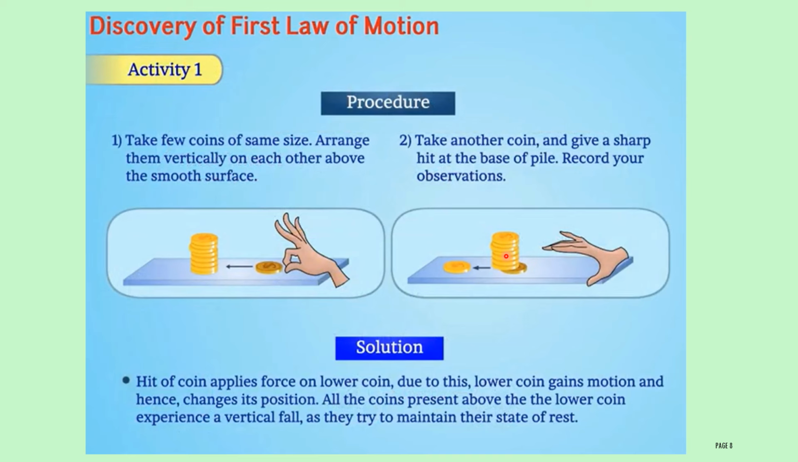They experience a vertical fall because they try to maintain their state of rest. The remaining coins are maintaining their state of rest, therefore they come down vertically and fall at the same position. But you are applying a force on the base coin, therefore only the base coin moves. From this experiment you can conclude that when an object is at rest and you do not apply any force on it, it will remain at rest. These coins stay at rest; only the lower coin, on which the force is applied, moves to a certain distance.